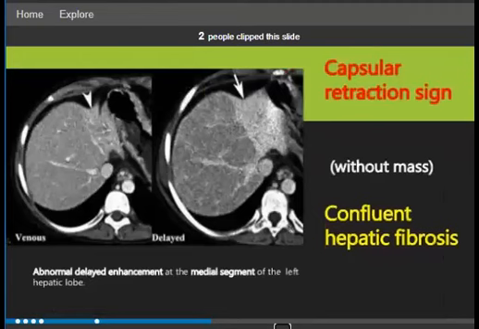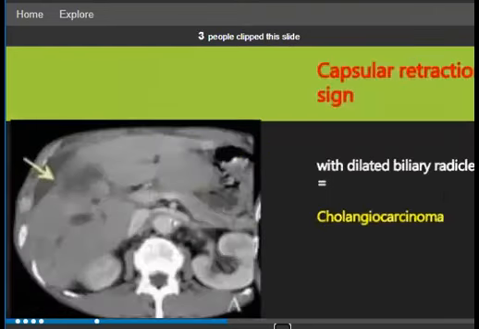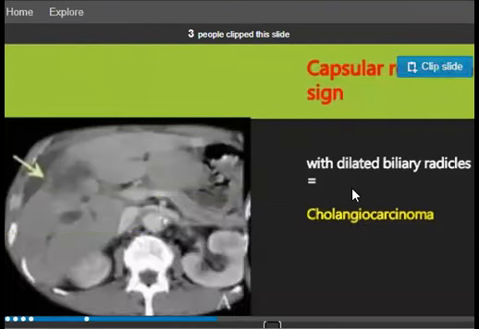Yeah. And this one, you remember when we talk about cholangio and when we mention confluent hepatic fibrosis. So this one is confluent hepatic fibrosis and pancreatic lipomatosis with cystic and this disease which is diamond, okay, diamond, and any steroids also. Capsular retraction again with cholangio. You can see the difference here easily with this mass appearance, yeah. And also the dilated biliary radicals.